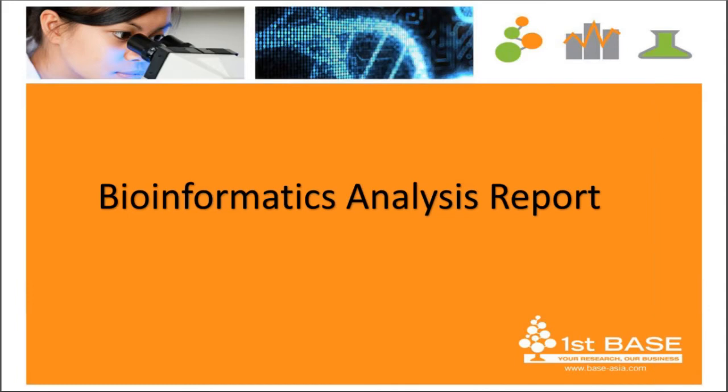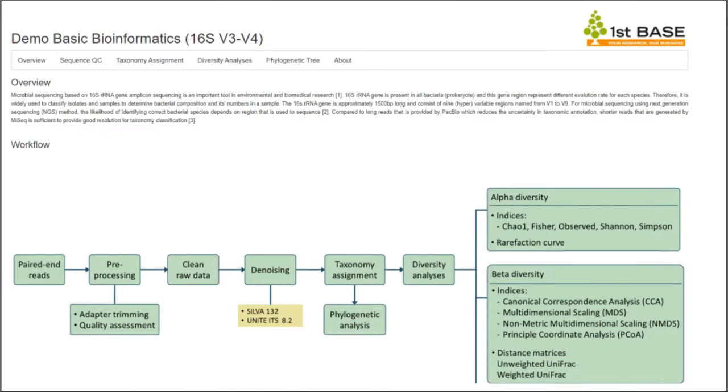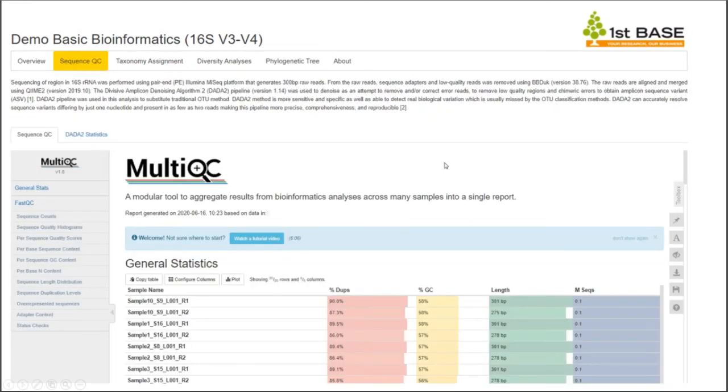Okay, then I will show you an example of a bioinformatics analysis report that you may get. For example, this is our first phase bioinformatics analysis Amplicon report. You can have an overview and the workflow of each of the processes that you take. And next, you can have a sequence QC report where we put the QC report of all of the samples.